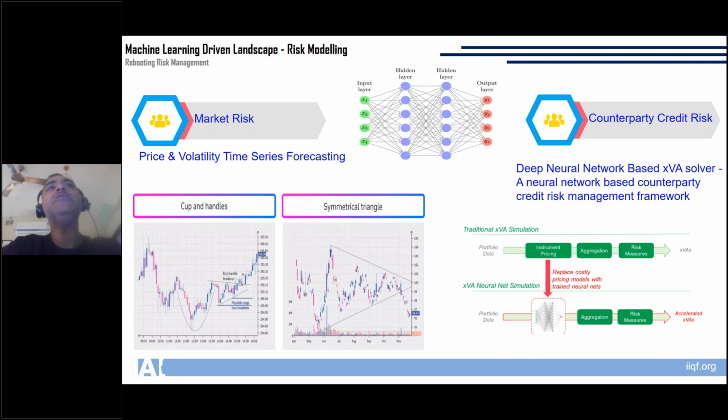So the XVA regime, how we price the derivative, how we determine the fair value, the fair price of the derivative instrument, or for the counterparty credit risk, is an area where we do risk-neutral pricing. The traditional way of doing it, how we used to price the instrument, maybe aggregate, and then derive some risk measures, has been replaced by neural networks now, right?